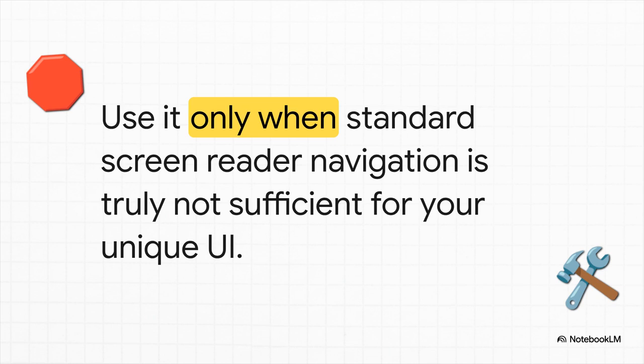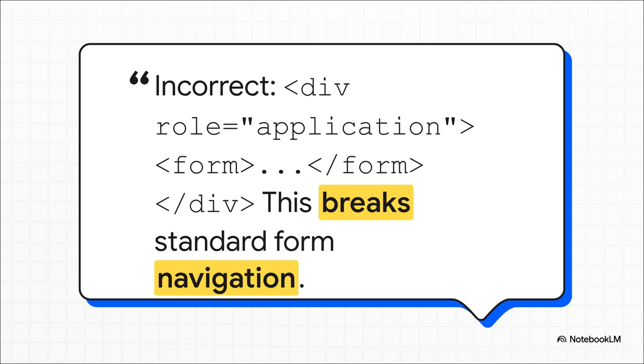So here's the bottom line. This should be your absolute last resort. You should only even think about using it when you can look at your UI and say with 100% certainty, the normal way a screen reader works is fundamentally broken for what this thing needs to do. Now let's look at a classic textbook mistake, wrapping a simple web form in role equals application. A screen reader user has years of muscle memory for forms. They know to tab between fields, use arrows for radio buttons, hit spacebar for checkboxes. The moment you wrap this form, you've just broken every single one of those expectations. You've turned a simple task into a confusing mess.